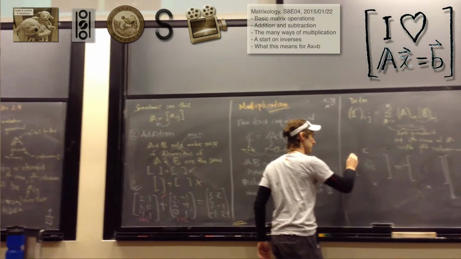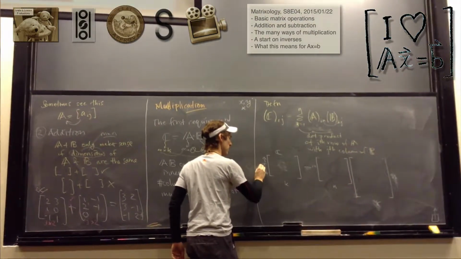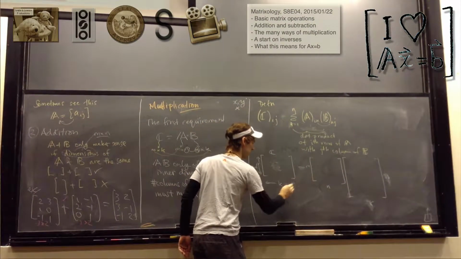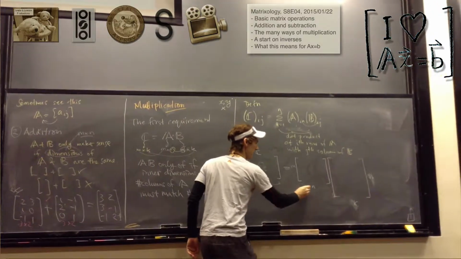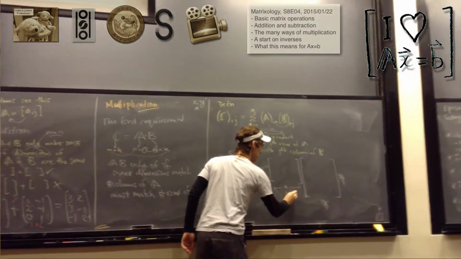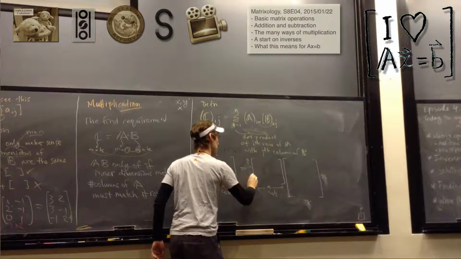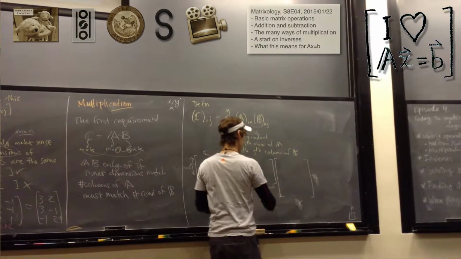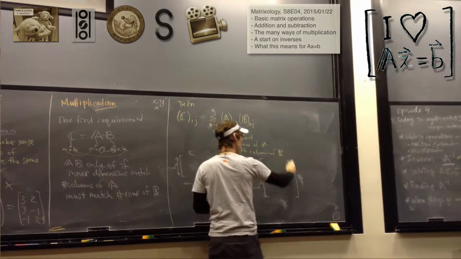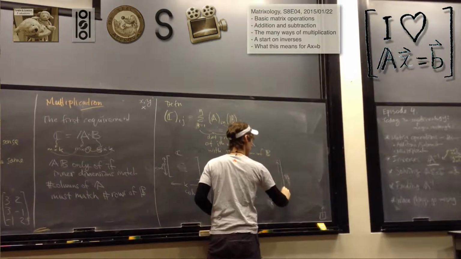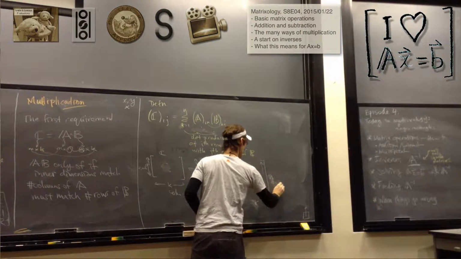Let me get these pictures right. So this is M rows, columns. Am I losing you people? What's going on? Rows. Now it's N columns here, but it's N rows here. These are rows, and these are columns.